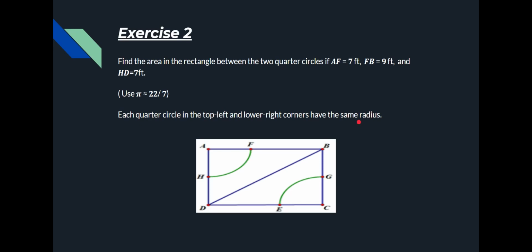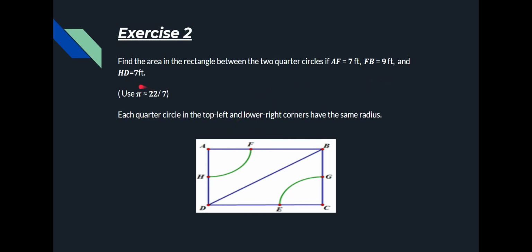Okay, now remember, AF, which is right here, AF is 7 feet. FB, which is from here to here, is 9 feet. So we know that this is 7, and we know this is 9. That would be a total of 16. So we know that this whole side right here is 16.